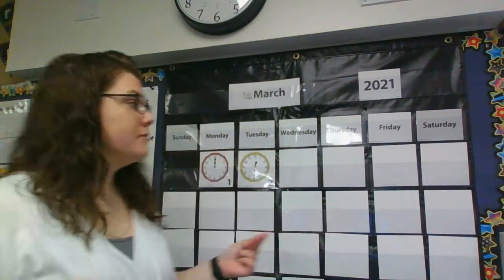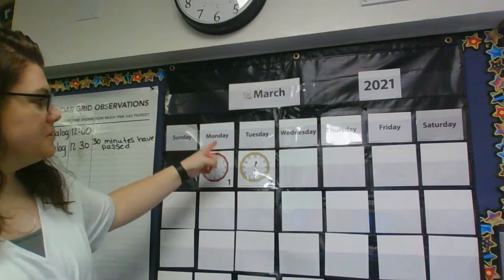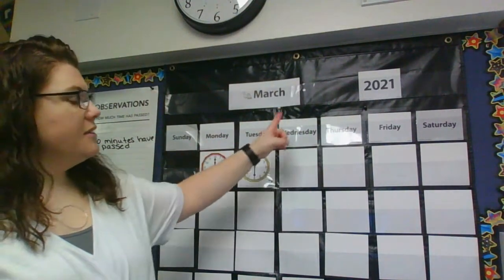Ready? 1, 2, 3. Days of the week. Days of the week. Days of the week. Days of the week. Days of the week. There's Sunday and there's Monday. There's Tuesday and there's Wednesday. There's Thursday and there's Friday. And then there's Saturday. Days of the week. Days of the week. Days of the week. Days of the week. Days of the week.